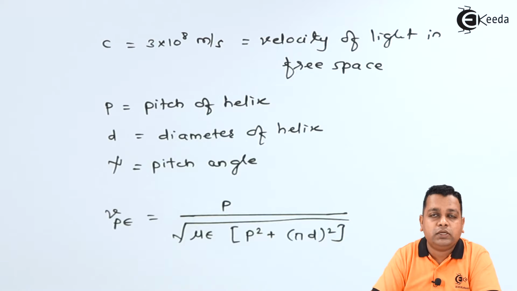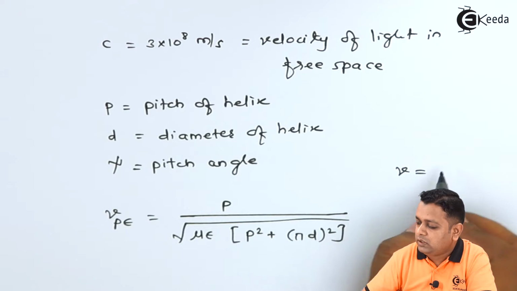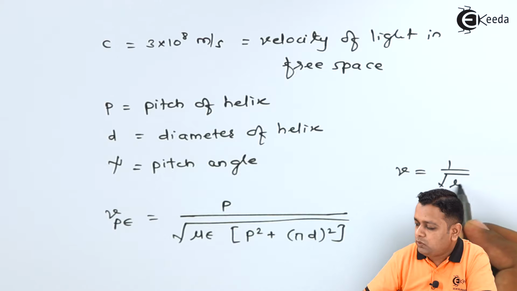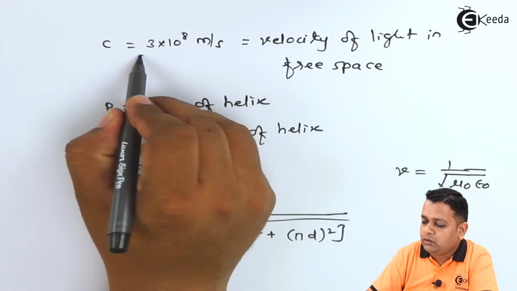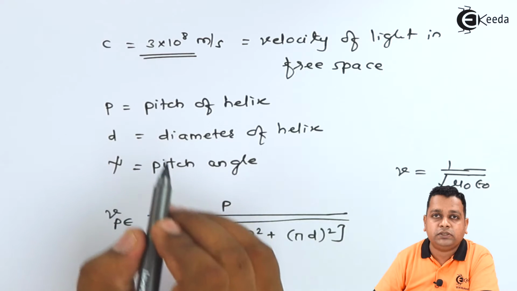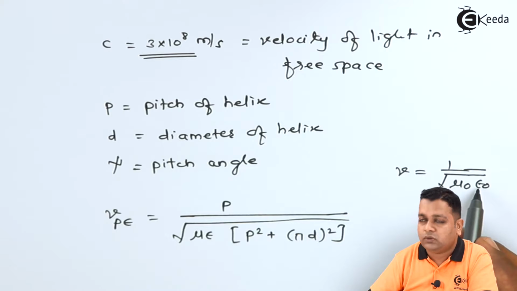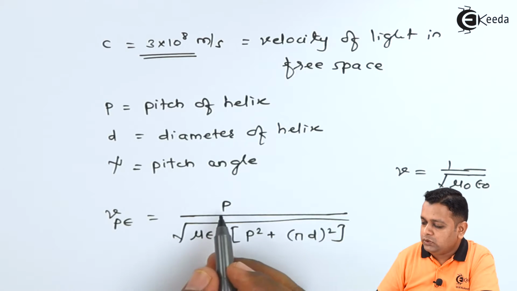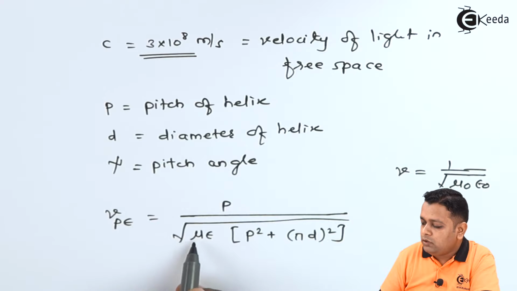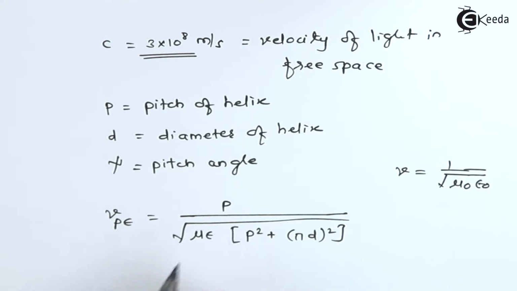As for the case of free space, we know that the velocity is given by 1 upon the square root of mu 0 epsilon 0. That particular value is nothing but 3 into 10 raised to the power 8 meters per second. If it is not free space but some other medium, then mu 0 will simply be mu and epsilon 0 will simply be epsilon. So in the earlier formula, 1 upon the square root of mu epsilon denotes the velocity of the signal in that particular medium. So let us say this is equation number 2.